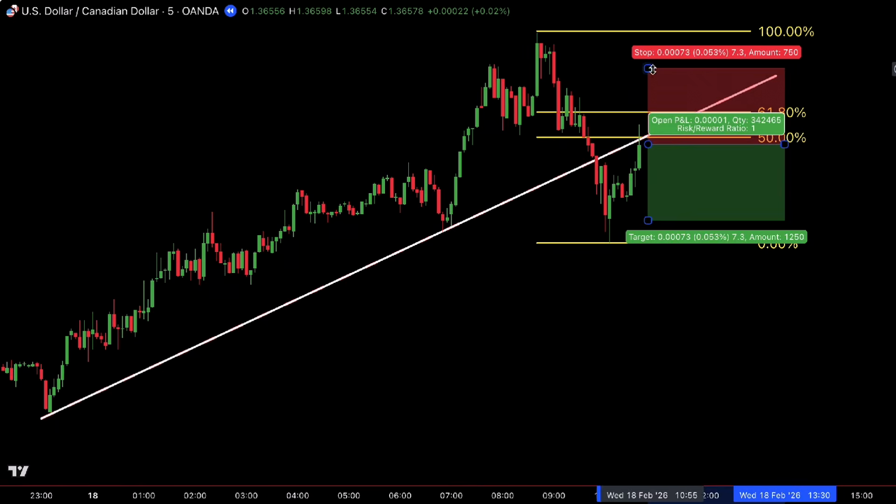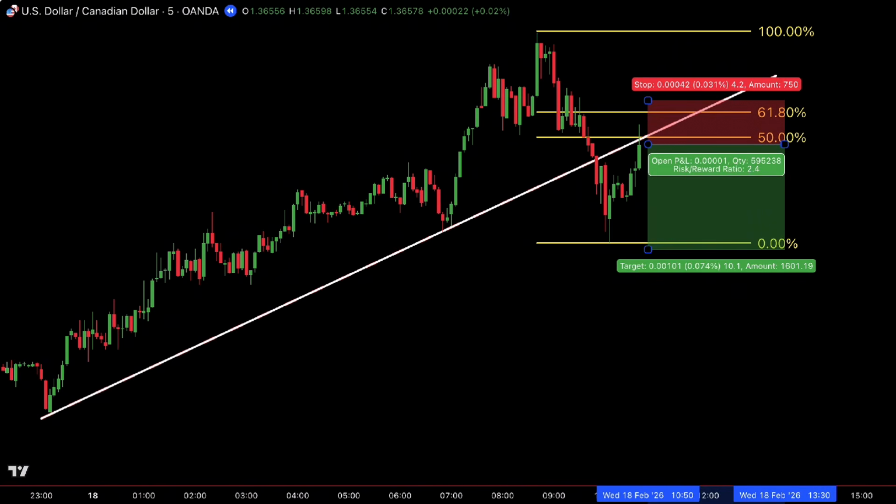We place our entry at the close of the rejection candle. The stop loss goes above the recent swing high, and the target is the next key level, aiming for at least a 2-to-1 reward-to-risk ratio. Now look at what happens next. As you can see, the market moves downward and reaches the target as expected.